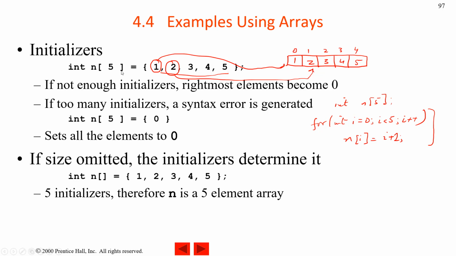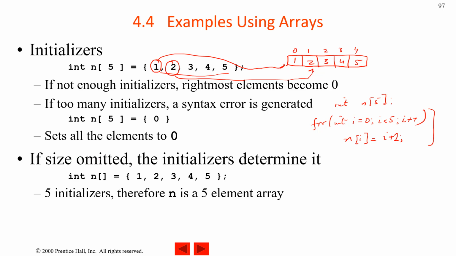This is declaring and defining, or initialization, in the same sentence, and this is done in different sentences, not sentences but different lines of code. If there are too many initializers, a syntax error is generated. If I write int n[5] and I initialize everything, like this, equal to 0, it means all the elements will be set to 0. So if I have 5 elements, each of the 5 elements will be set to 0.